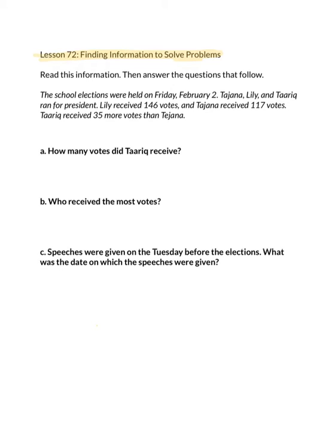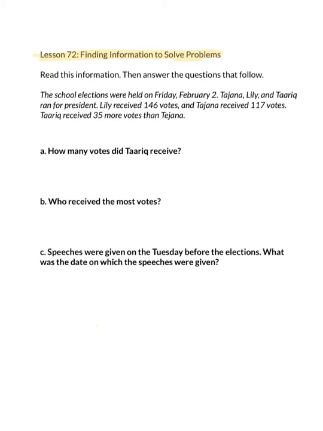Our instructions are to read the information and then answer the questions that follow, which are A, B, and C. Here we go. The school elections were held on Friday, February 2nd. Tahana, Lily, and Tyreek ran for president. Lily received 146 votes, and Tahana received 117 votes. Tyreek received 35 more votes than Tahana. Okay, we've got our information.